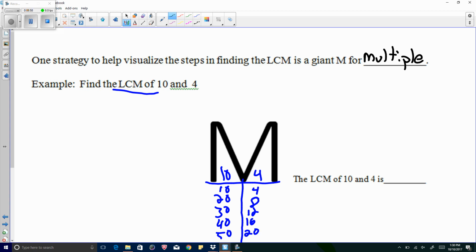As soon as I get a match, I can stop because I'm looking for the least common multiple. Now there'll be many multiples. This list will go on forever, and you'll have 20, 40, 60. I mean, anything, now that we're counting by 20s. All of those will be common multiples of 10 and 4. So we want the least, which is 20.